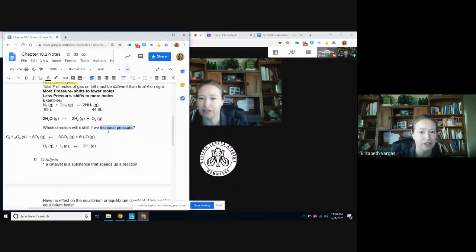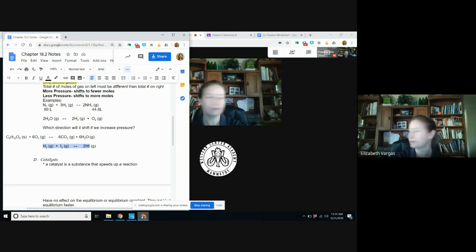Okay, so if I increase the pressure on this system right here, it's going to shift to the left. The left side has fewer moles of gas. It only has 6 moles of gas, which takes up less space than the right side, which is 12 moles of gas. If I increase the pressure on this system, what is going to happen?